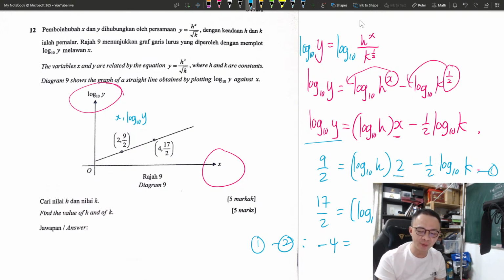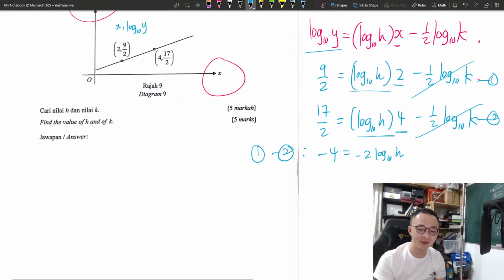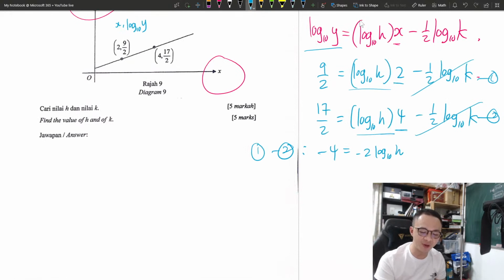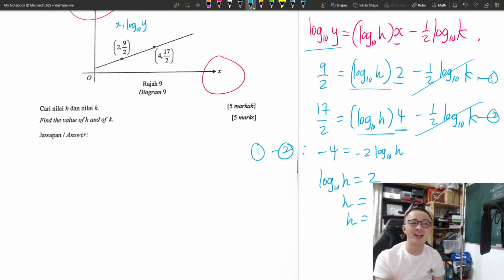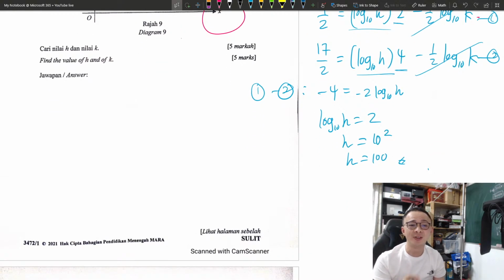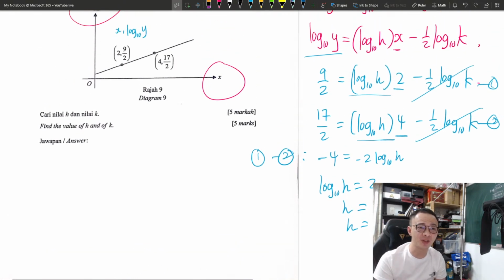This one you have 2 of the log 10 h. This one you have 4 of the log 10 h. If you minus it, you still have negative 2 of the log 10 h. And then this one, the same thing, cancels already, no more. So over here, I just need to solve this one to find my h. So therefore, my log 10 h will equal 2. h will equal 10 to the power of 2, which is 100. Done for h. Right, then I want to find the k as well. So in order to find k, what we want to do is substitute the h back into the equation.